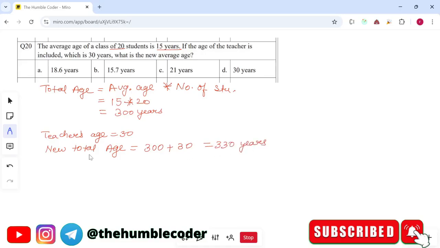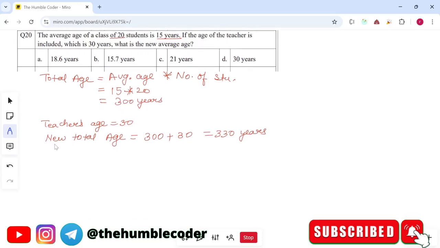Now since we have the new total age, we can find out the new average also. So let's try to find the new average. The new average will be equal to the new total age divided by the total number of people. This is how we find averages, right?